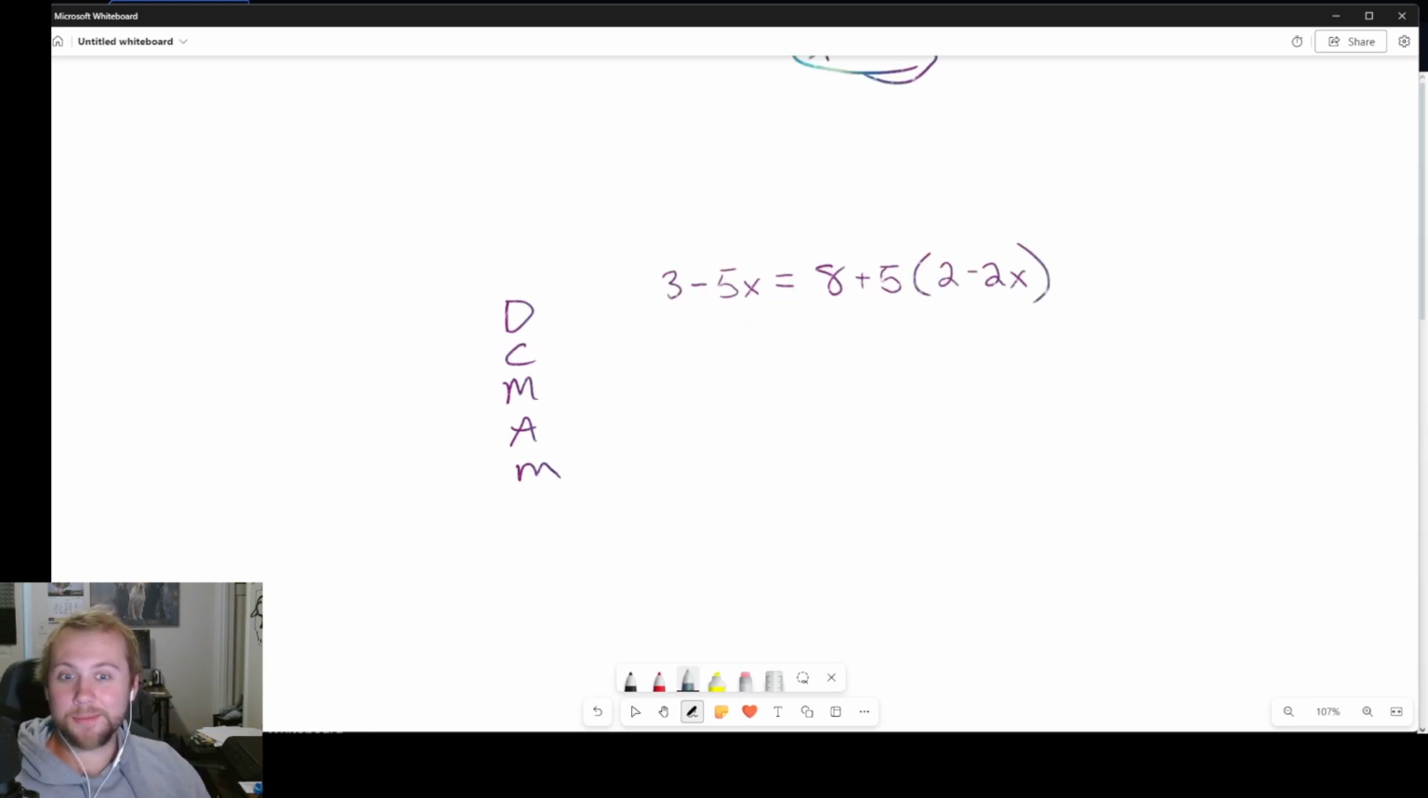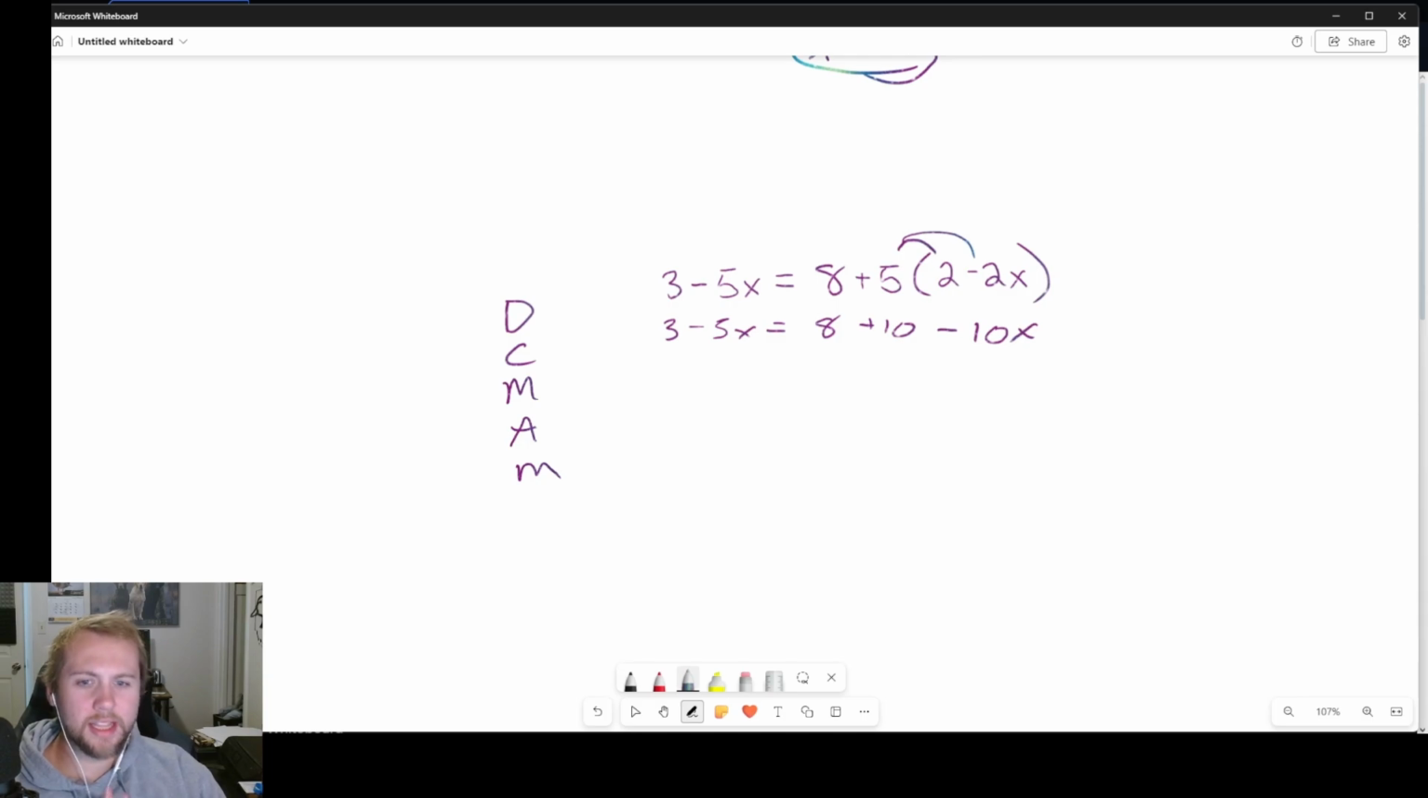Okay, folks, last problem, and then I'll touch on one more point, and then we're done. So step 1, distribute. Drop everything down that you didn't distribute. 5 times a 2 is a 10. 5 times a negative 2x is a negative 10x.